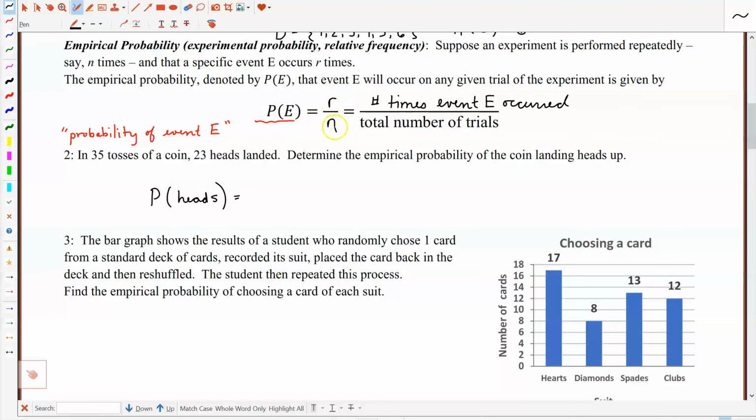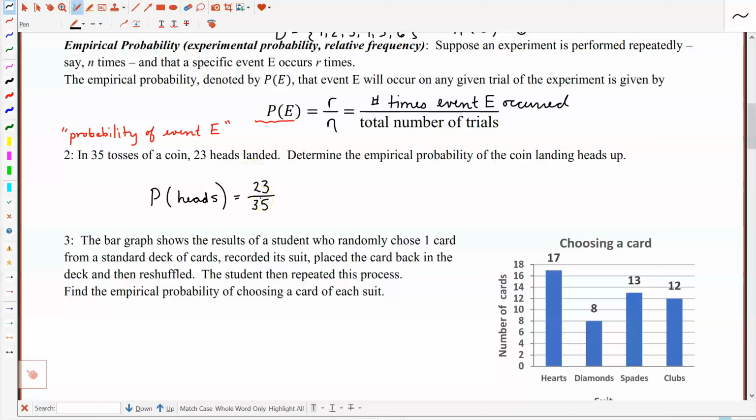Then we're going to build this fraction. The denominator will be the total number of trials, so how many times you ran your experiment. We ran the experiment 35 times, so that'll be in the denominator. And then the numerator will be the count of how many times this thing that we are interested in keeping track of occurred. So out of 35 tosses, heads occurred 23 times. So then that forms our probability. And if that could be simplified, we would, but this fraction cannot be simplified, so we're just going to leave it like that.